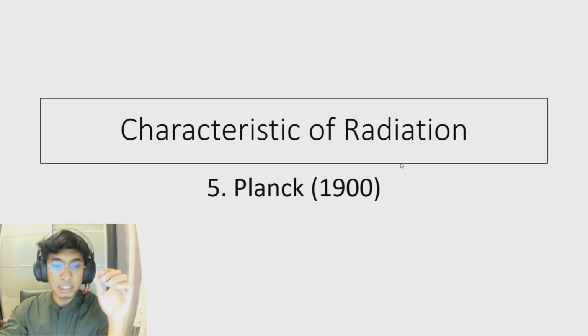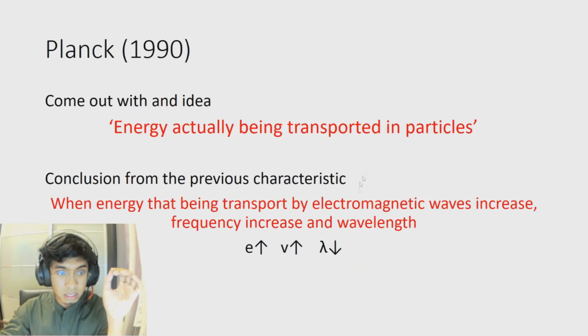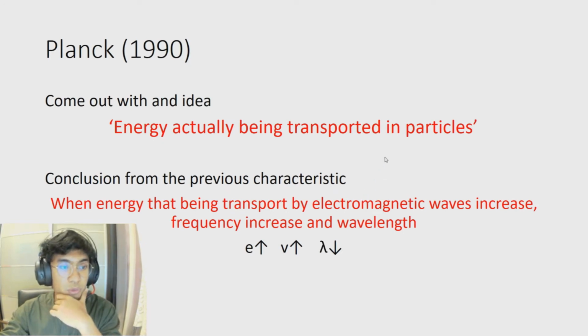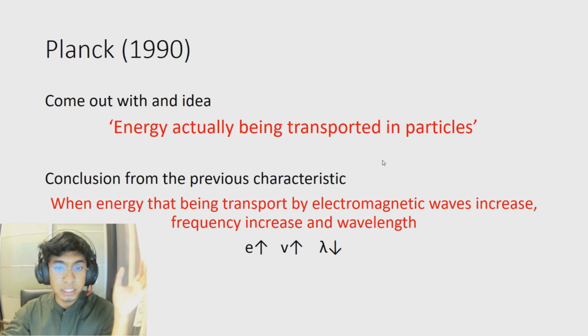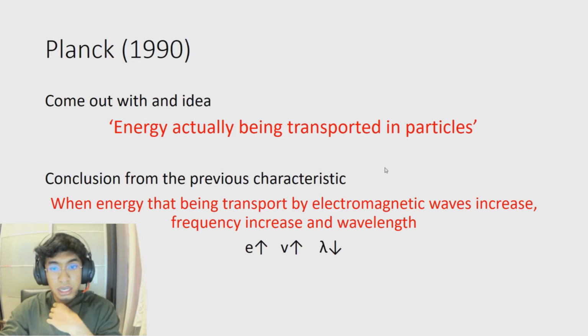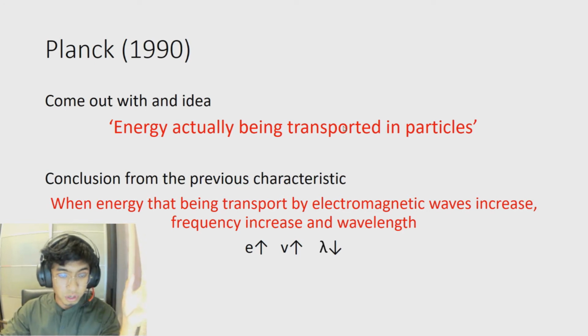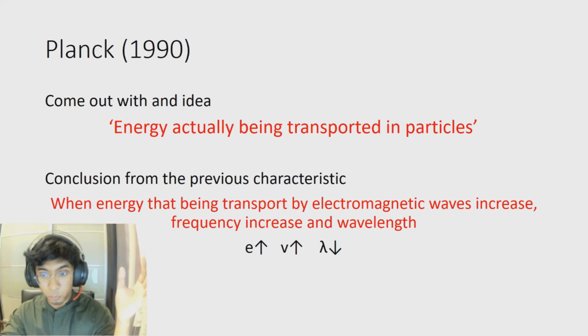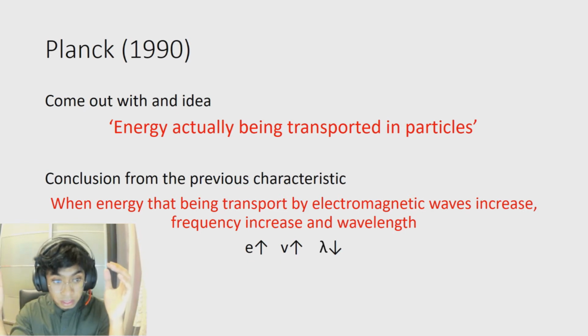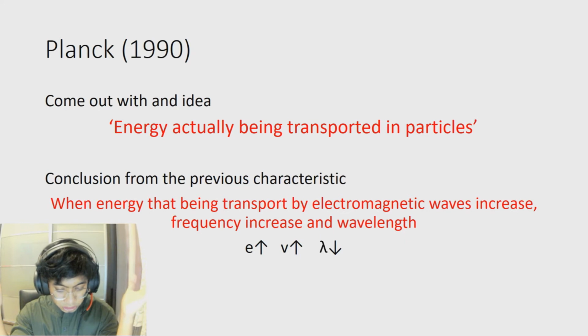Next, lastly, the characteristic of radiation is Planck in 1900. Planck came up with an idea, which is that energy is actually being transported in particles. So by that, we can conclude from the previous characteristics of radiation that when the energy being transported by electromagnetic waves increases, the frequency will also increase, and the wavelength will decrease. So we can conclude that the energy being transported by an electromagnetic wave is high when the frequency is high and the wavelength is low.